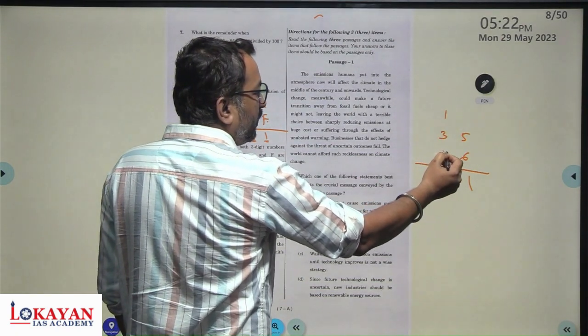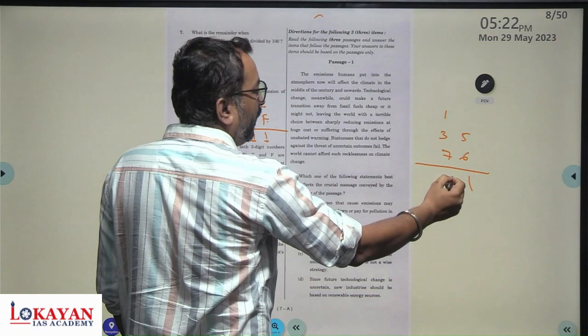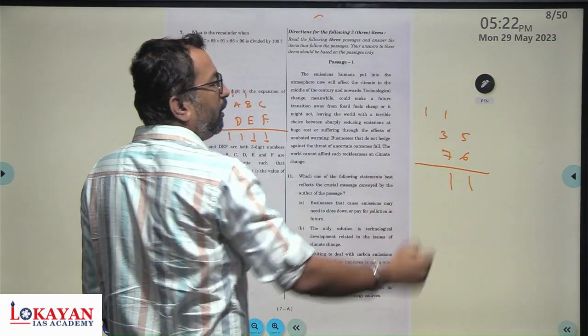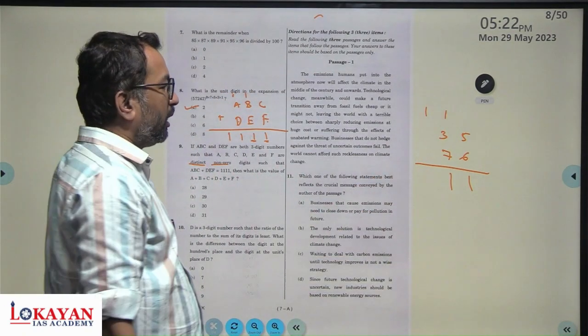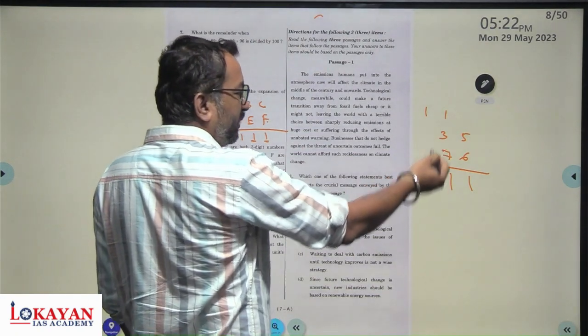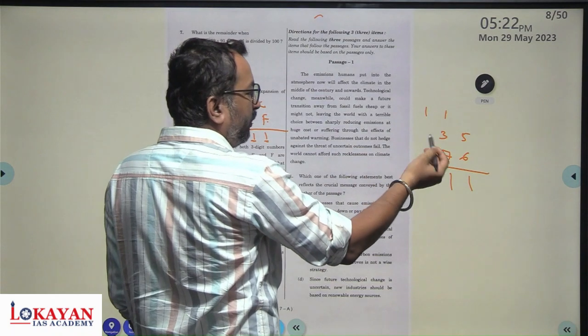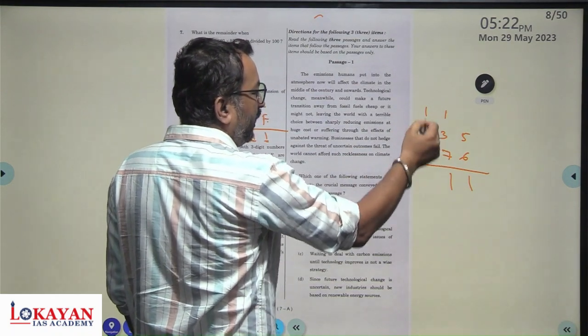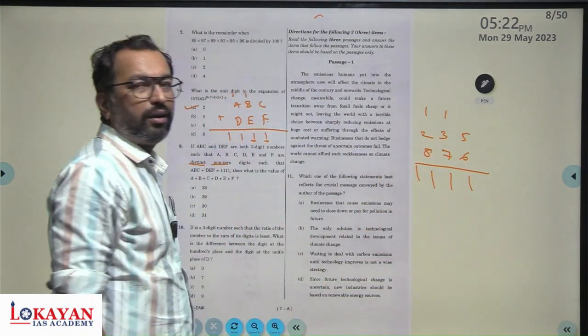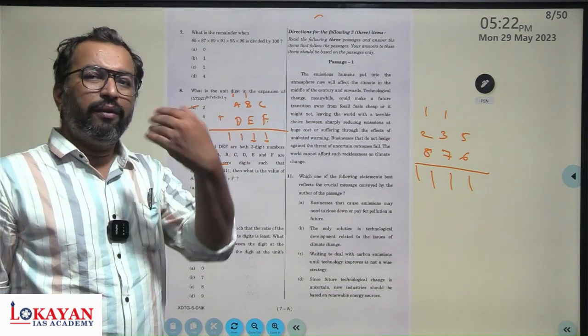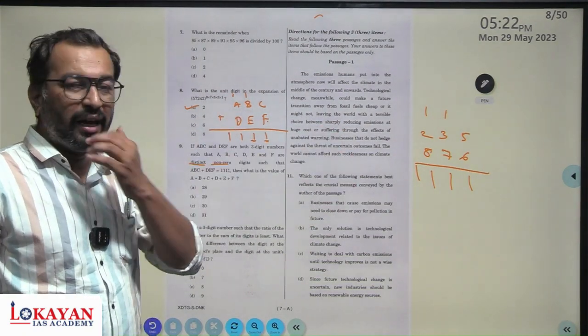So 3, 7. 7 plus 3, 10 plus 1, 11. Carry 1. Again the hundreds place, when I add, that addition must be 10, and after the carry it will become 11. So 2 plus 8, 10 plus 1, 11. So there can be various such arrangements, but I have taken this arrangement.